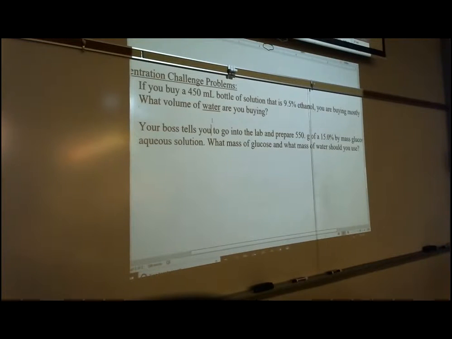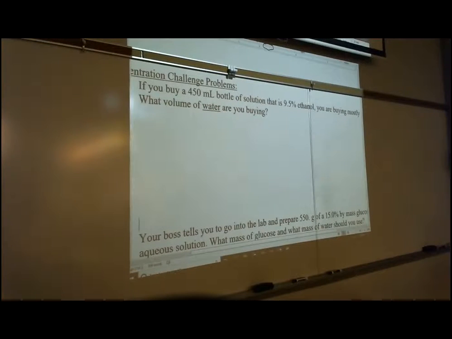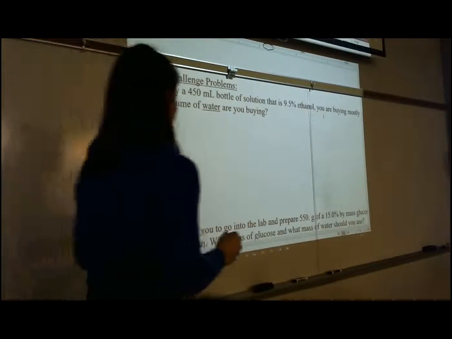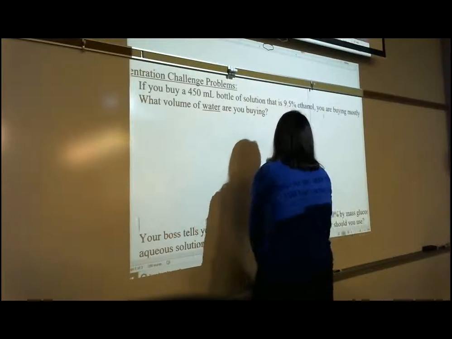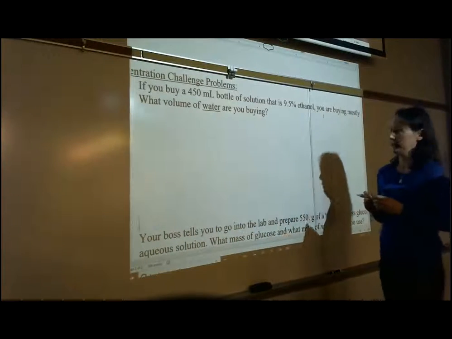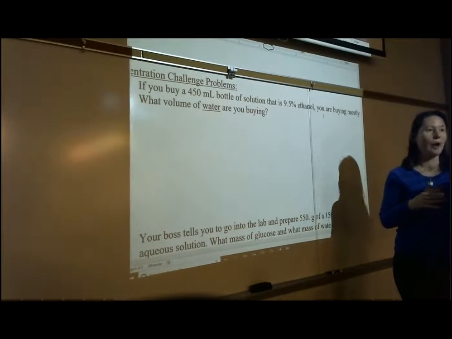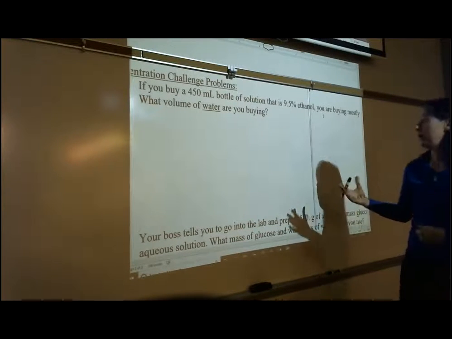All right, this is a true statement. If you buy a solution in the store that's 0.95% or 3% or 10%, right? You're mostly buying water, right? You're only buying a small amount of the actual solute, whatever that is. So if you buy a 450 milliliter bottle of solution that's 9.5% ethanol, you're actually buying mostly water. What volume of water are you buying? So we need to figure out what amount of ethanol we're buying so that we can figure out what amount of water we're buying.